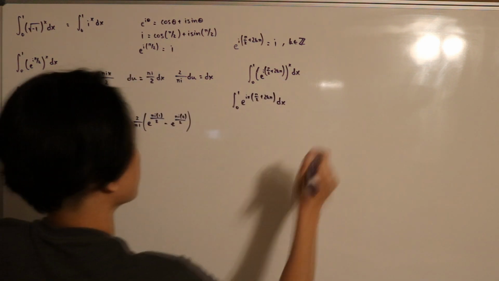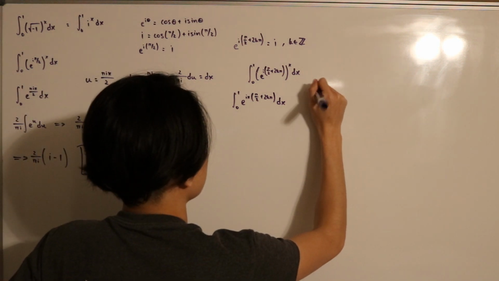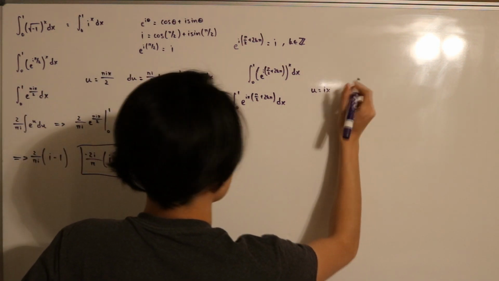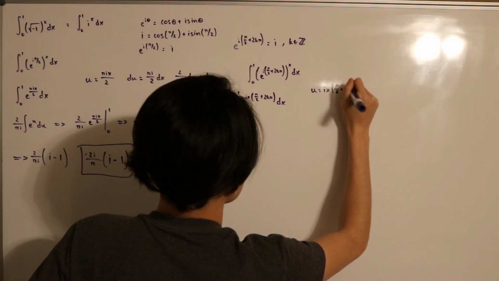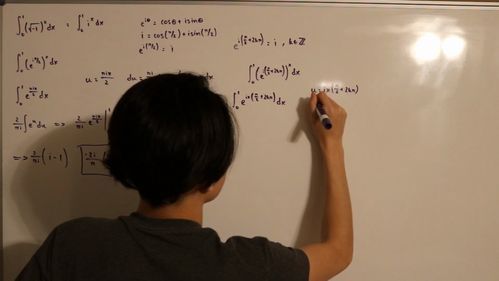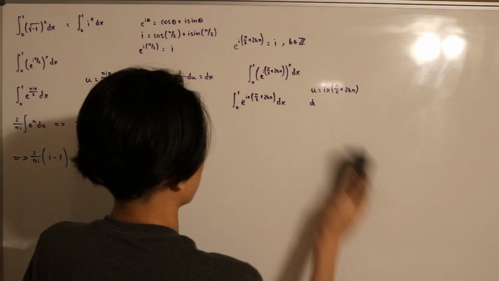And the same thing as before, we do u substitution. u is equal to ix times (pi divided by 2 plus 2k pi). Then du. Oops, that was weird.